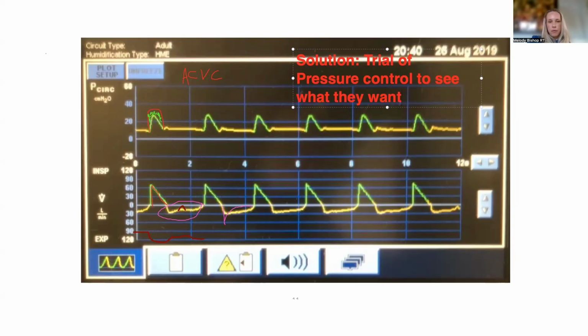There's probably auto peep mixed in. They get super tachypneic because they have this certain minimum ventilation demand because they have a high dead space fraction. So if you switch them to pressure control, you allow them to take bigger breaths. They do it less frequently. That leads to, I feel like, better comfort.